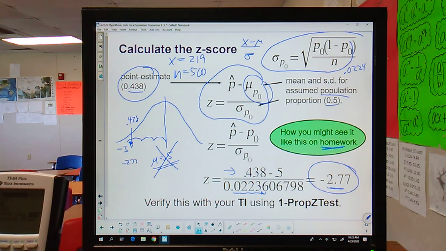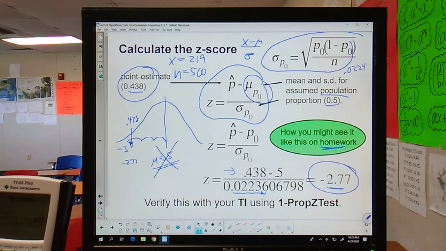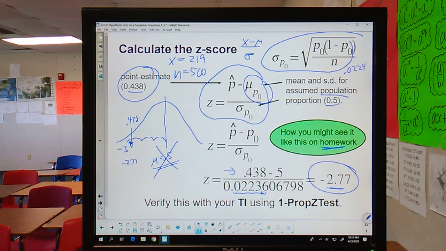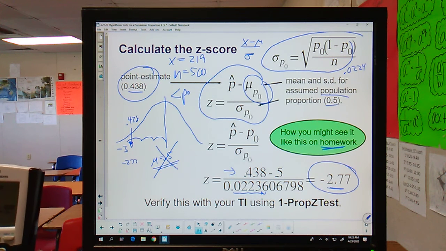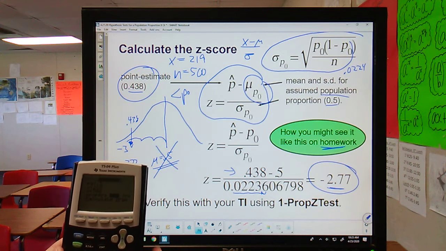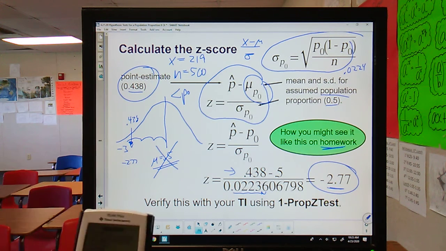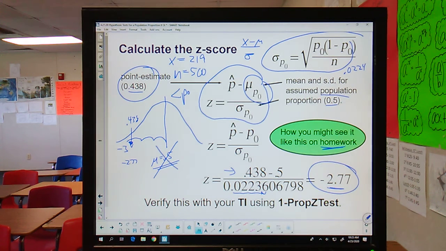So change your X value to 219, change your N to 500, and this time your prop, set it for less than P sub 0. So over to less than P sub 0 and hit enter. And now go to calculate, hit enter, and you should see a z-score of negative 2.77. You should also see a p-value of 0.002. I'll round it to 0.003.